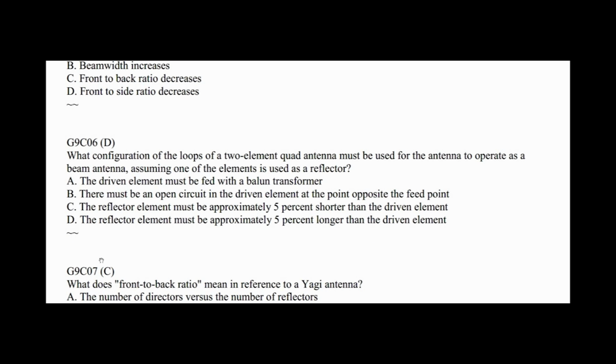G9C06, what configuration of loops of 2-element quad antennas must be used for the antenna to operate as a beam antenna, assuming one of the elements is used as the reflector? Wow, confusing parameters for that one. A 2-element quad typically has a reflector and a driven element.